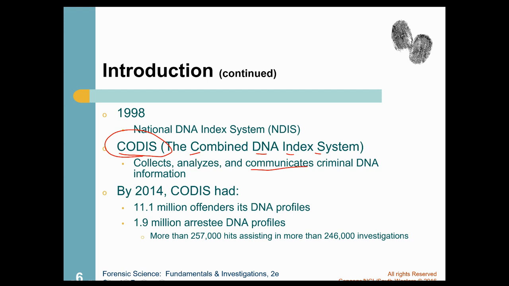So by 2014, look at these big numbers. 1.1 million offender DNA profiles, 1.9 million arrestees, and it assisted in 246,000 investigations. And that was just by 2014. And by now, you can imagine how large those numbers are.